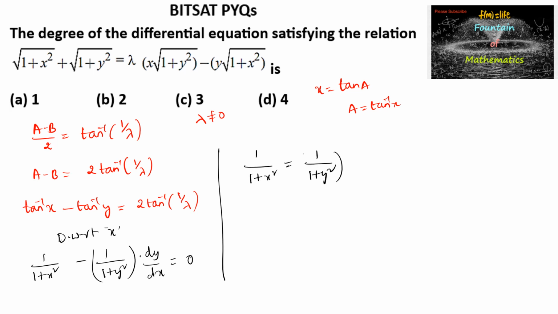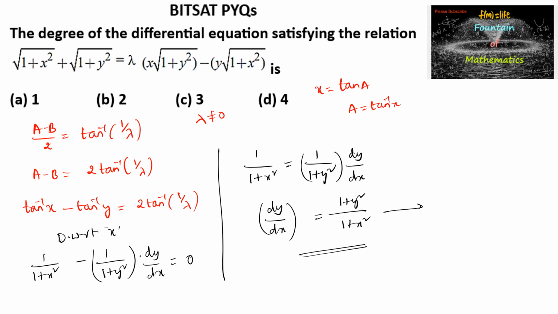y square into dy by dx, or dy by dx is equal to 1 plus y square upon 1 plus x square, and it's a differential equation whose order is 1 and degree, the power, is 1. So here we can mention the order is 1 and degree is 1. So you can go with option A.